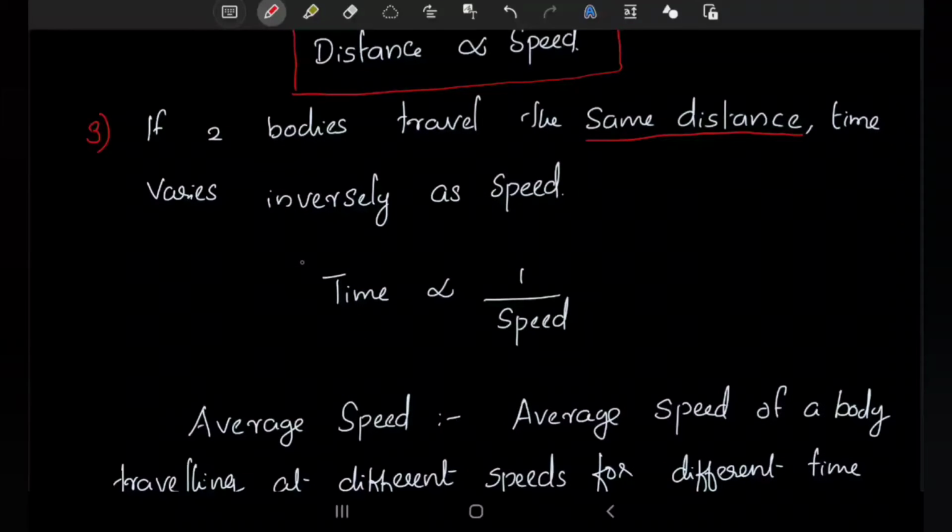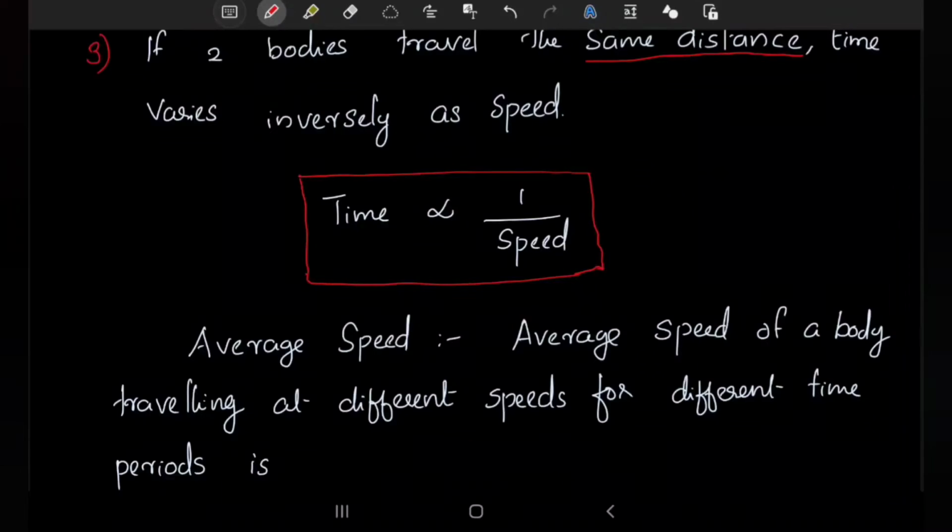When the distance traveled remains constant, the time required is inversely proportional to the speed. As the speed increases, the time required is less. As the speed decreases, the time required is more. That is inversely proportional to speed.